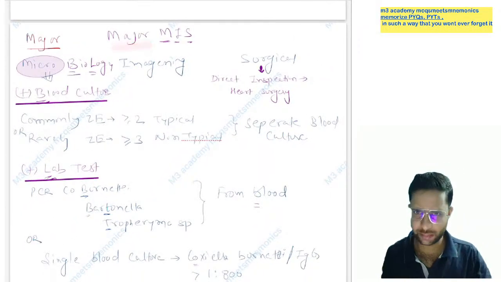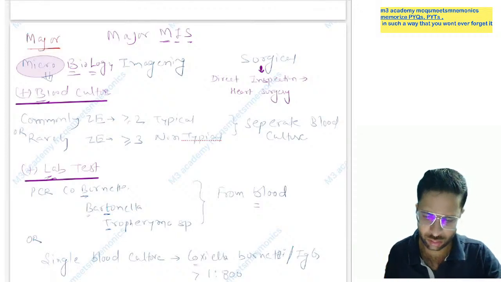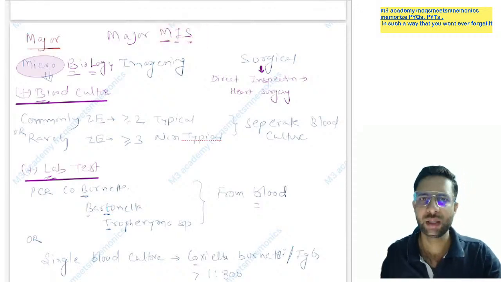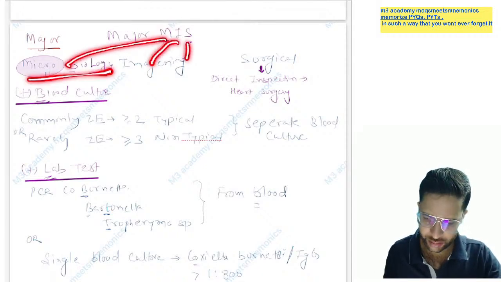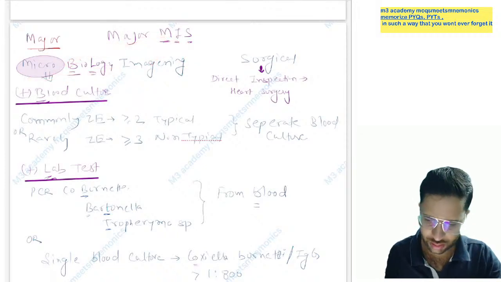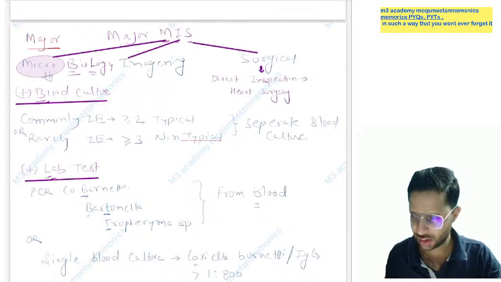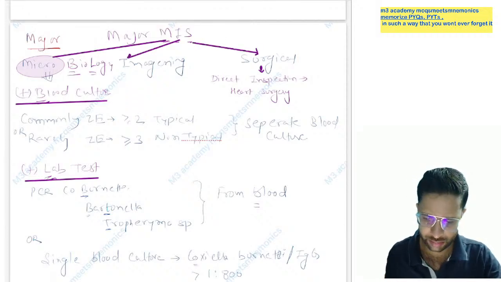Major criteria include MIS. For you to remember, M is microbiological, I is imaging, and S is surgical. So these three are the major criteria.